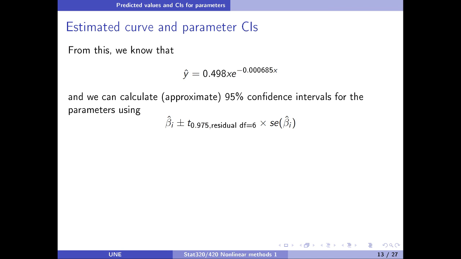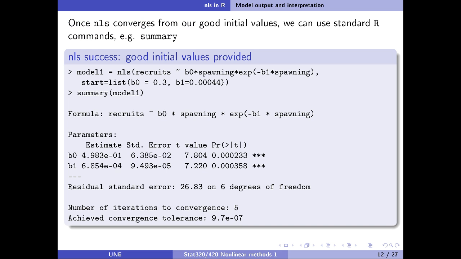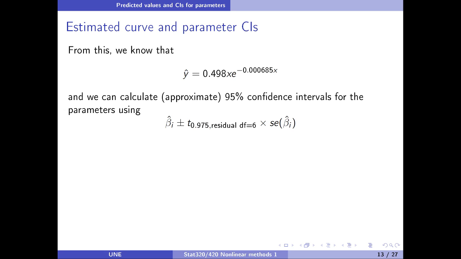Okay, so from that output, we get our estimated curve. y hat equals 0.498x e to the minus 0.00685x. So let's just look at that. For B0, the estimate was 0.498. For B1, the estimate was 0.00685. And our model is negative e to the negative B1 times spawning, so that's why there's the minus sign right here.